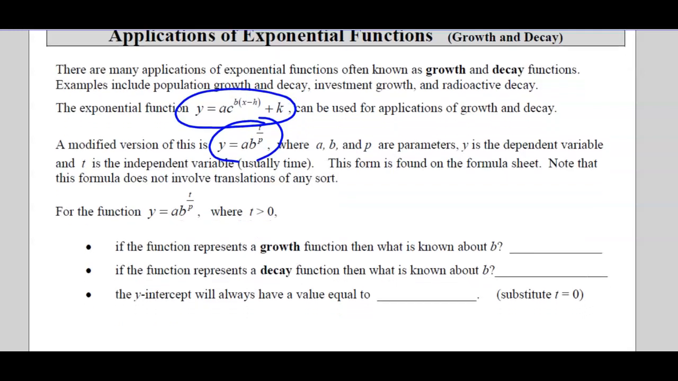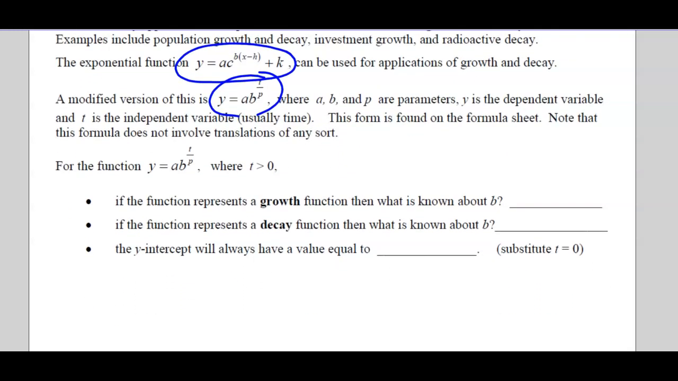Okay, so when would that represent a growth function? Well, remember that the base of the exponent has to be greater than 1 when it's a growth. So B has to be greater than 1. Decay, it has to be less than 1, but still positive. So B would be less than 1, greater than 0.